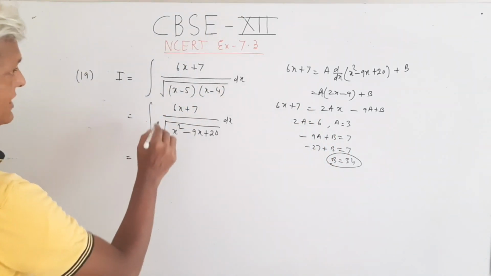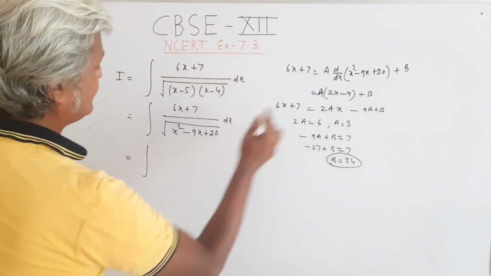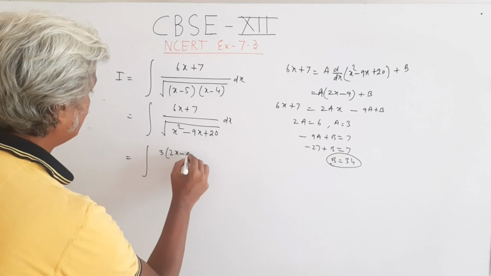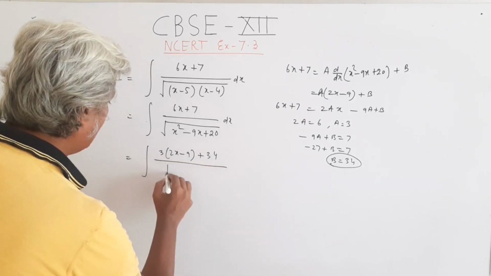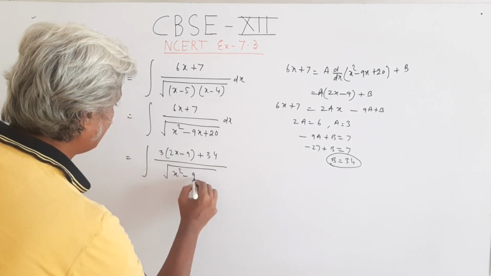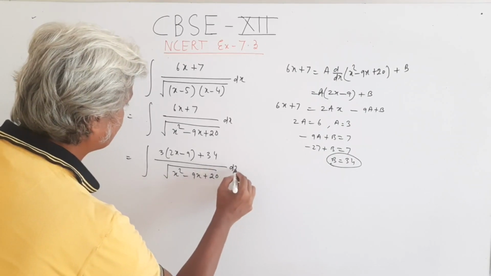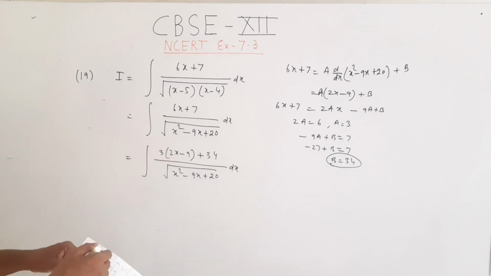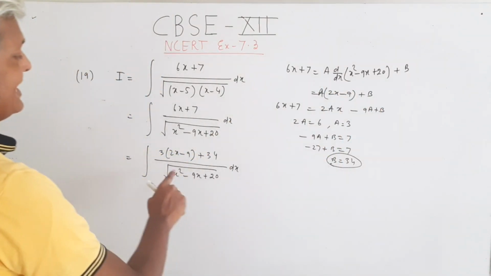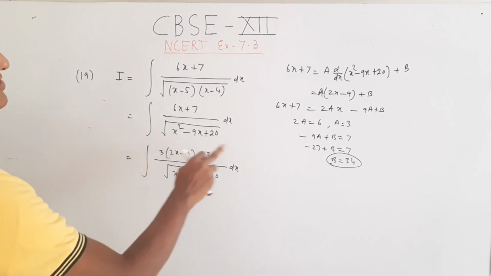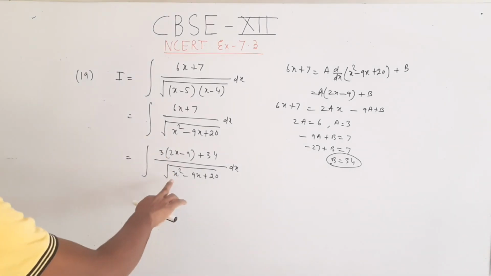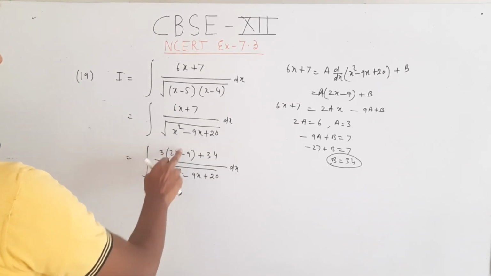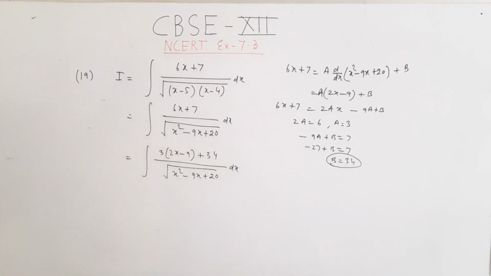So our form becomes integration of, at the place of 6x plus 7 I write a, that is 3 times (2x minus 9) plus 34 upon under root (x square minus 9x plus 20) dx. The first form is easy because the purpose of this method is always to get one part that is the differentiation of the denominator, the differentiation of the quadratic expression that is present inside the denominator. So this part can be really easily integrable, but this remaining second part may take some other form. So first let me write the standard form.